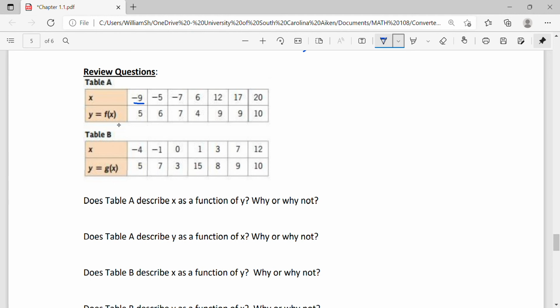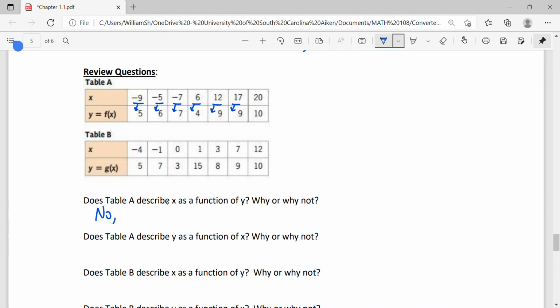So if I look at -9, it goes to a 5. -5, it goes to a 6. -7, it goes to a 7. We're good so far. We haven't repeated any y's. But when I get here, I get -12 goes to 9, and 17 also goes to 9. Uh-oh, they go to the same number. Now, since they go to the same number, it's not a function. So, does table A describe x as a function of y? No. So, x is not a function of y here.